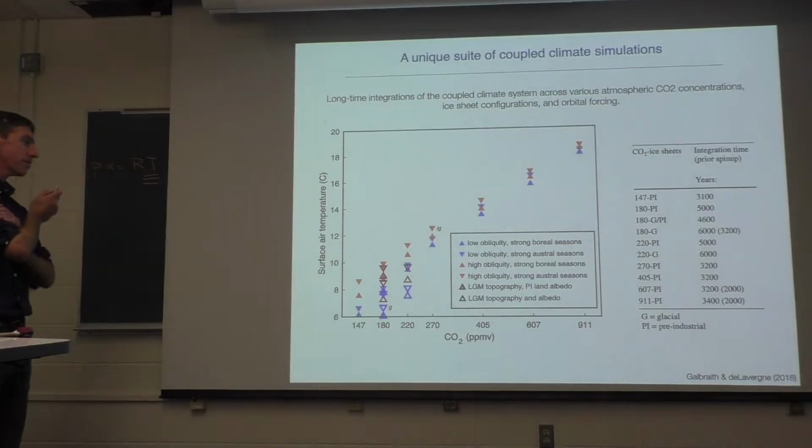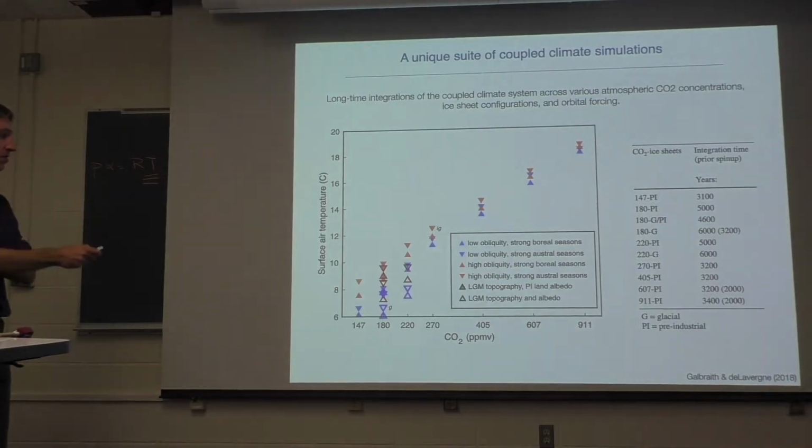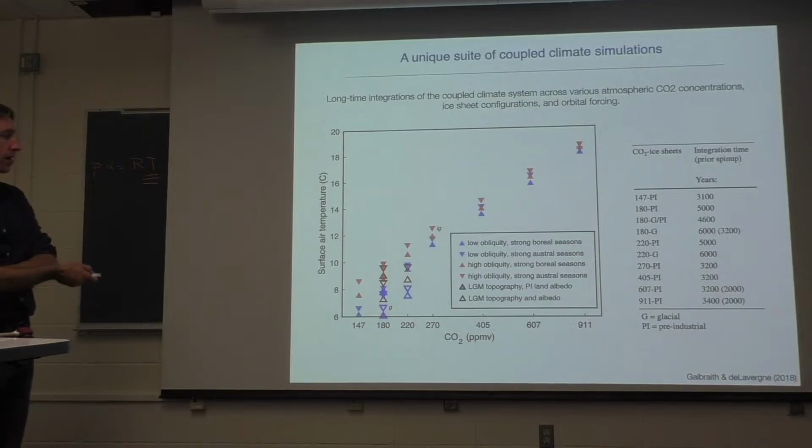Okay, so the tool or the suite of simulations I'm going to talk about first come from a paper that was published by Galbraith and De La Vergne a few years ago now, which were these long-time integrations. It's a coupled climate system, so it has an ocean, atmosphere, and biogeochemical component. They're fairly coarse, but they use a number of different ice sheet configurations and different orbital forcings. The forcing for these different simulations are different concentrations of atmospheric CO2. So these are different climate states. And what's really important for these simulations is that the integration time for all of them is many thousand years. So we're going to treat them as quasi-steady different climate scenarios.